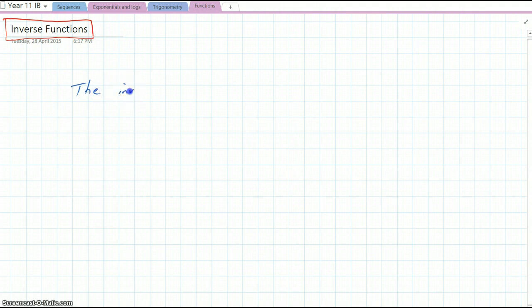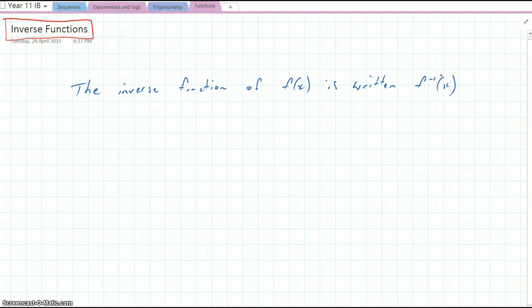The inverse function of f of x is written f minus 1 of x. So we'll get that out there at the start because the notation is important. This f minus 1 of x says the inverse function of f of x. It doesn't mean 1 over f of x, it means the inverse function of f of x, and we'll now go on to define what the inverse function of f of x actually means.